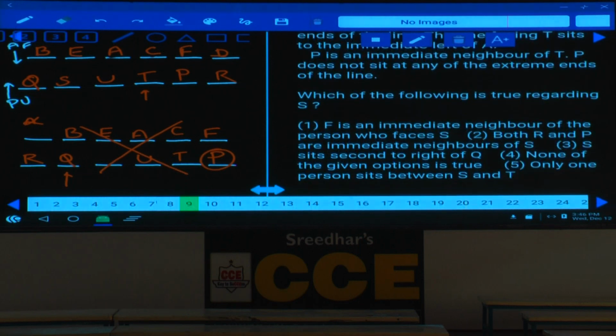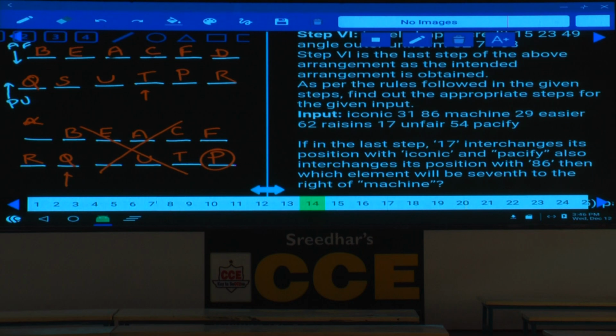Let's write down this arrangement. Shall I explain the questions 9 to 13? First write down this arrangement. Then after this, 14 to 17.